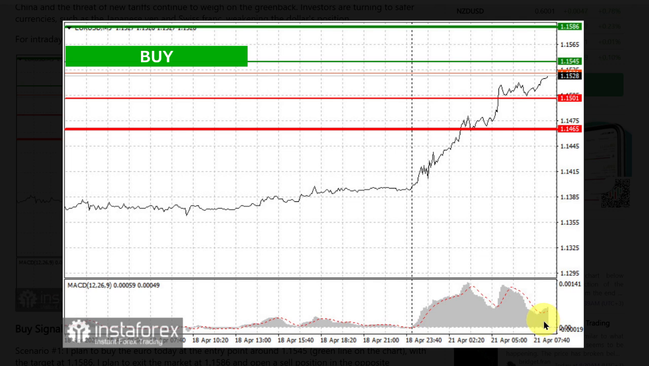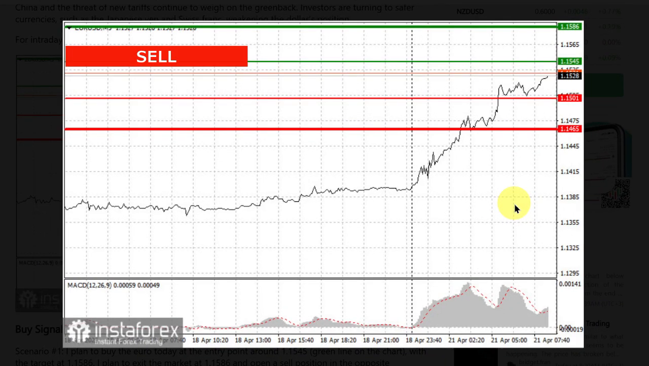You could also plan to buy the euro today if there are two consecutive tests of 1.1501, when the MACD indicator is in oversold zone. This will limit the pair's downside potential and lead to an upward reversal. A rise toward the opposite levels 1.1545 and 1.1586 can be expected.